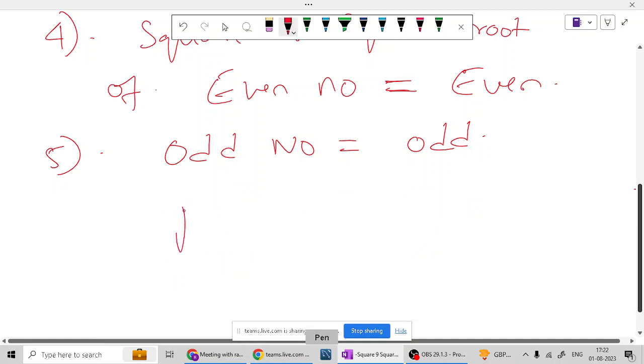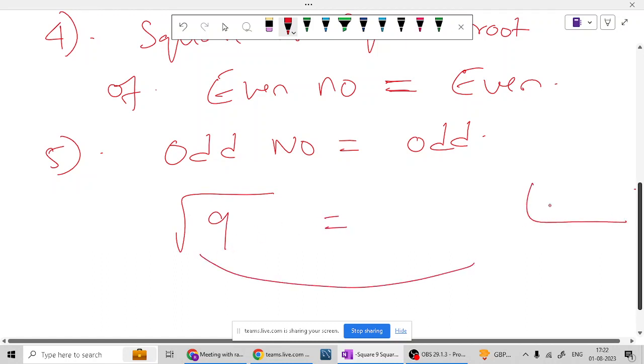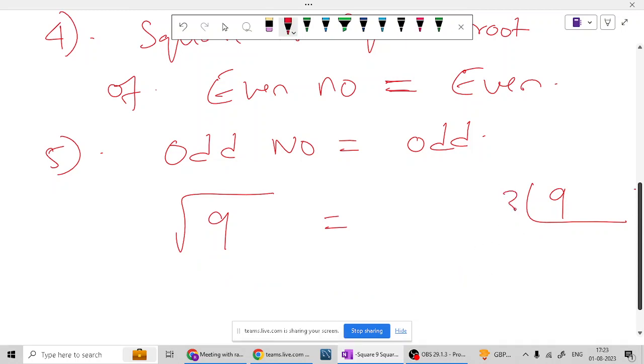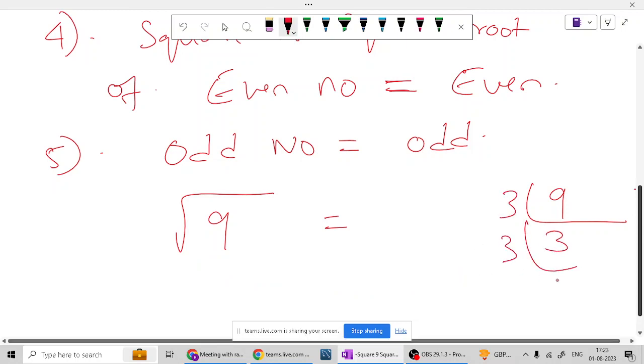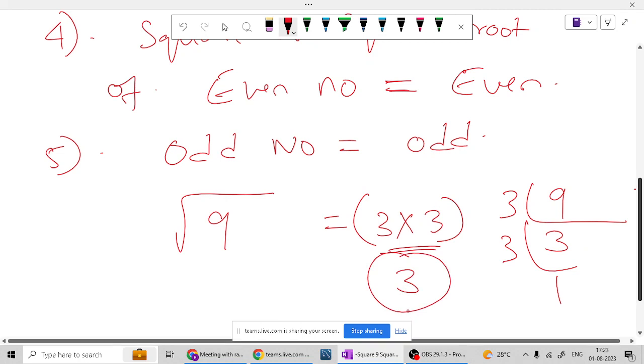Let me take the square root of 9. How do you find the square root? You use the prime factorization method. What do you get? It's 3 into 3, right? And when you pair this, you take only one value. So you get 3.